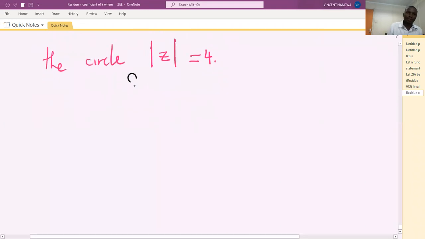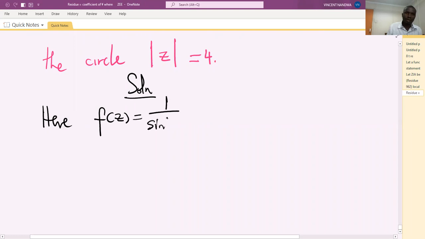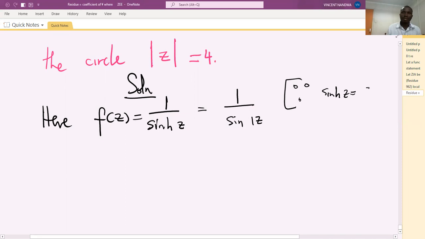So solution here, f of z is given by 1 over hyperbolic sine of z. So this is the same as saying 1 over sine of iz, because hyperbolic sine of z is the same as sine of iz.